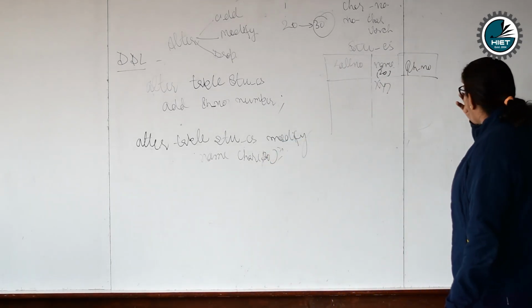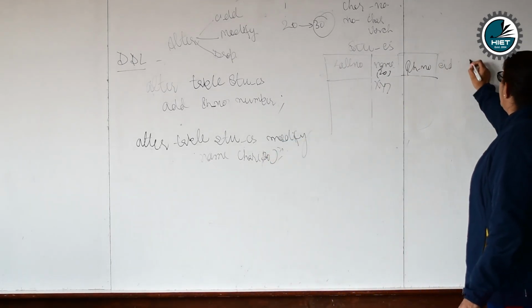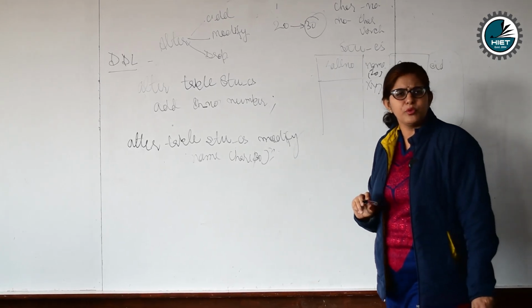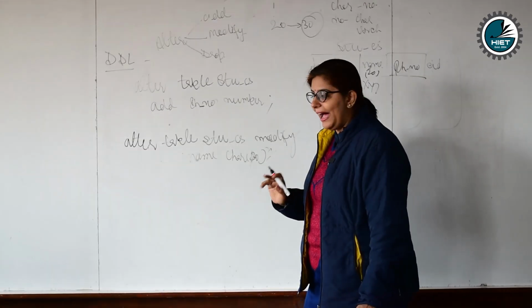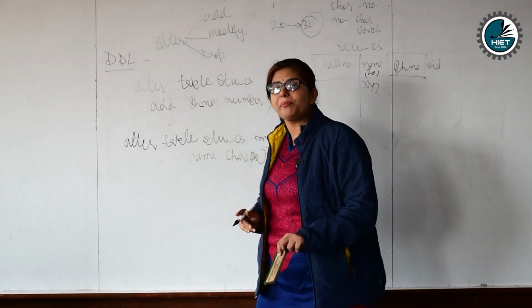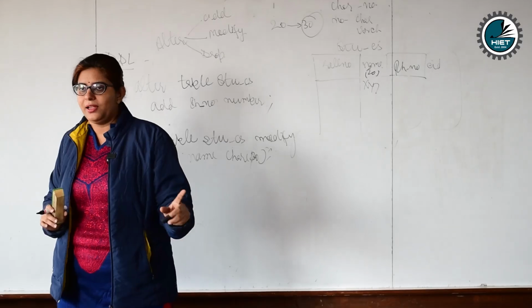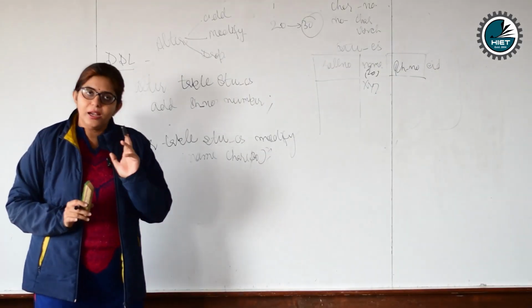Now there is another column, email ID, and we are not using that column. We just want to delete that column from the table. I am saying I am deleting that column from the table. I am not deleting the table. I am deleting a particular column from a table.